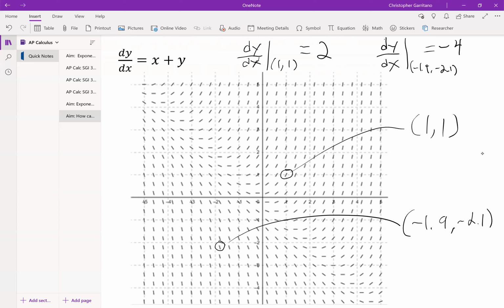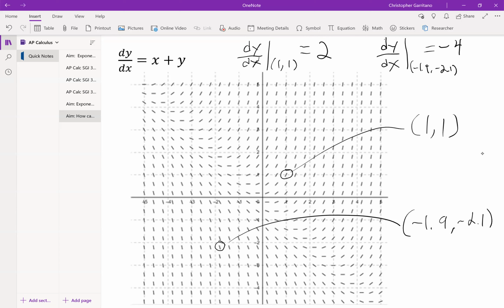So if one of the particular solutions goes through this point, negative 1.9 comma negative 2.1, and is modeled by this differential equation, then that curve will have a slope of negative 4 at that point. So basically what you're looking at is essentially the general solution. When we have a non-separable differential equation, the way we look at the general solution is by studying the slope field. Now the question is, what if we knew the rate of change and also happen to know some initial condition?